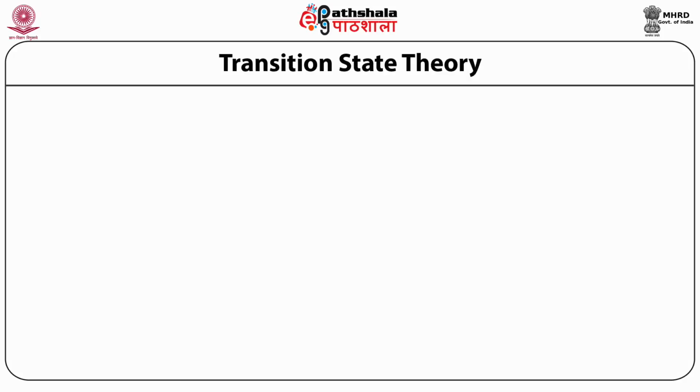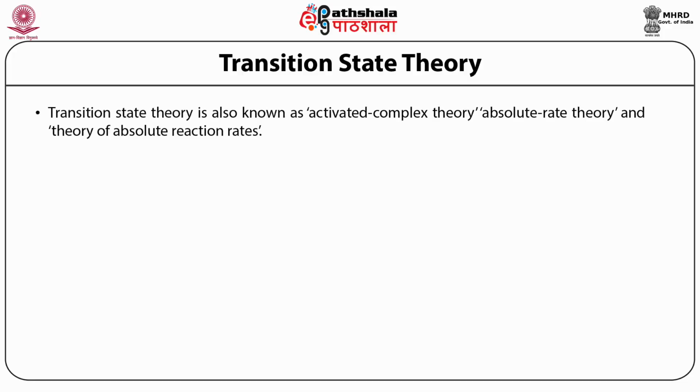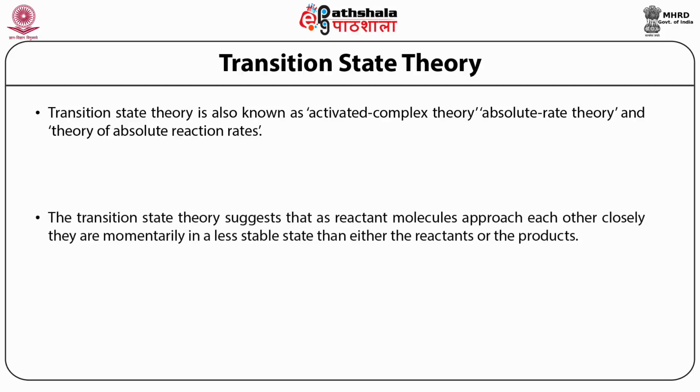After discussion of the first model, that is collision theory or collision model, the second model that is given for catalysis is transition state theory. Transition state theory is also known as activated complex theory or absolute rate theory or theory of absolute reaction rates. Transition state theory suggests that reactant molecules approach each other so closely that they form a state less stable as compared to reactant or product.